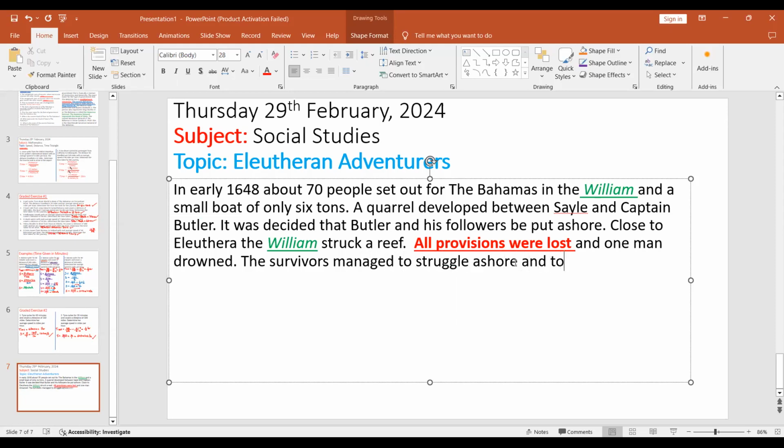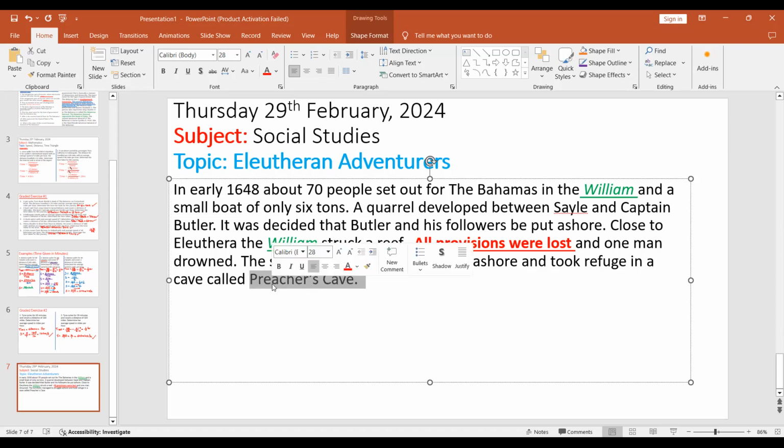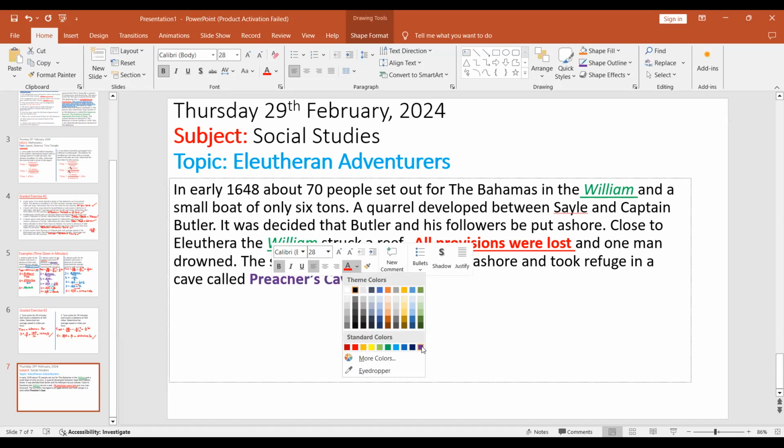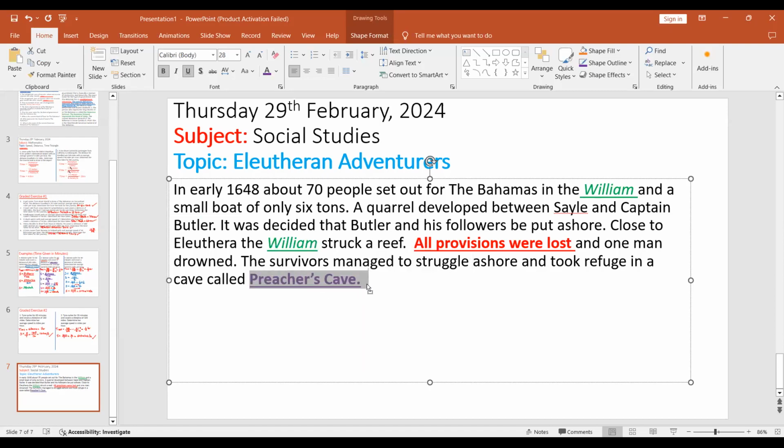And took refuge in a cave called Preacher's Cave. So what was the name of the cave that they found refuge in? Preacher's Cave. That's definitely a question they'd like to ask in the exam, right? Where did the Eleutheran Adventurers settle? So, Preacher's Cave.